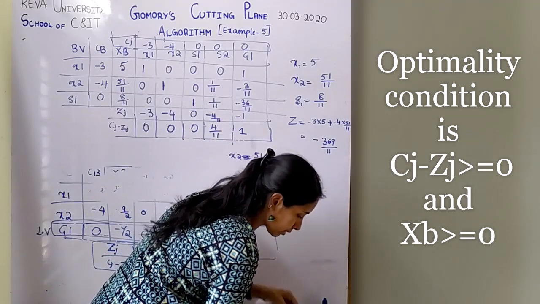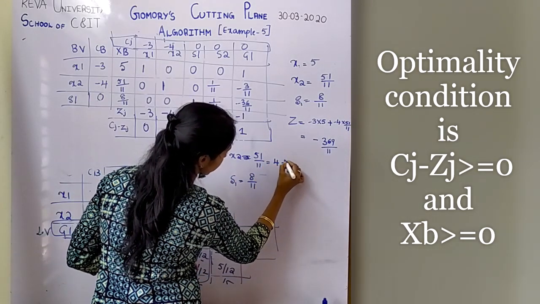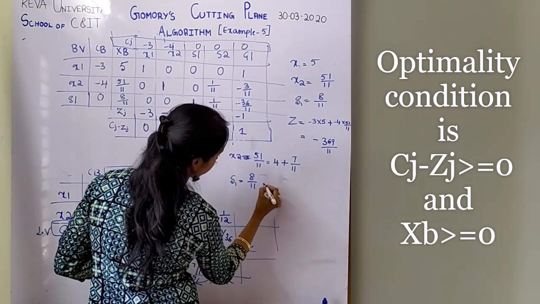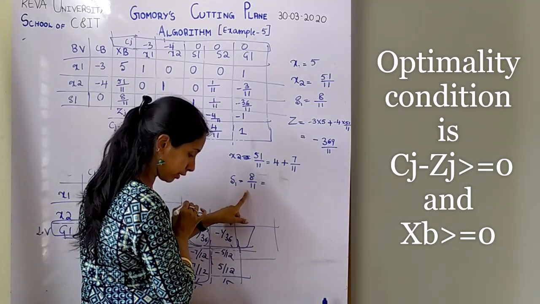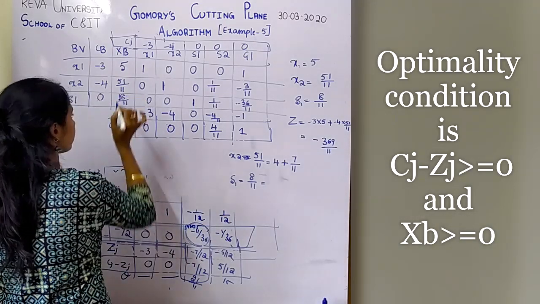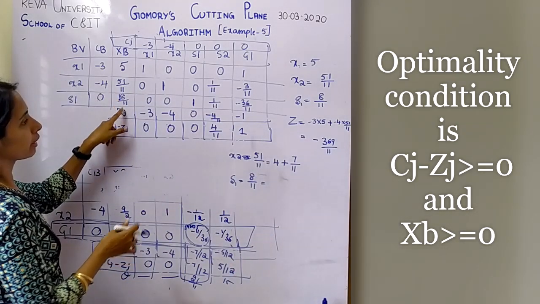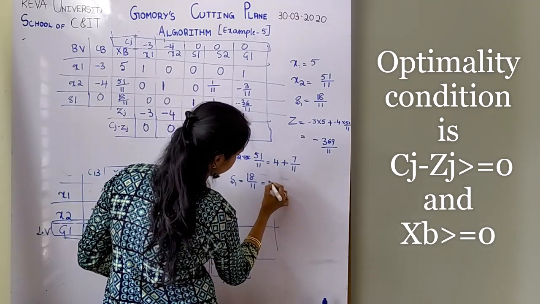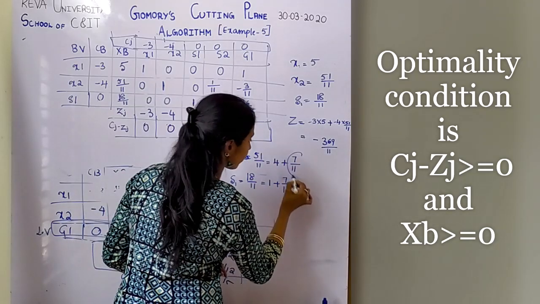Now represent this: 51 by 11 becomes 4 plus the remaining 7 by 11. For 8 by 11, the fractional part is 8 by 11. So what is the fractional part? 7 by 11.